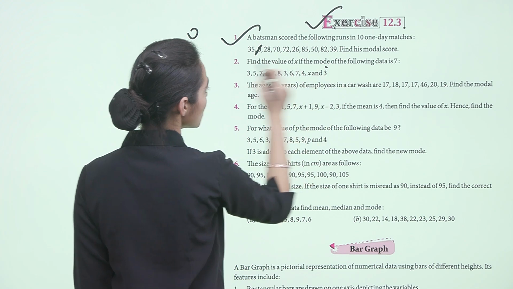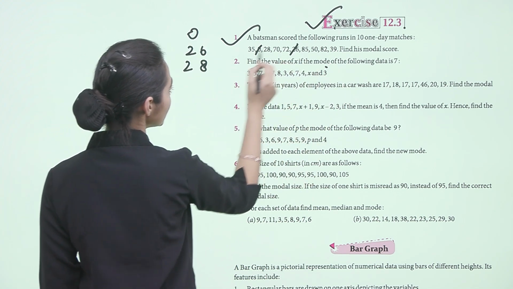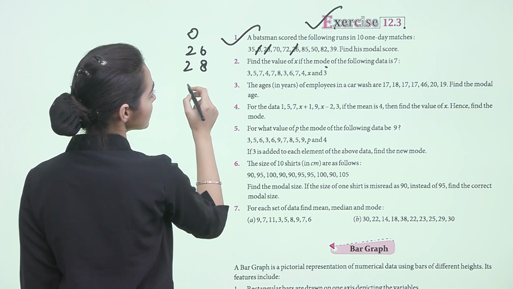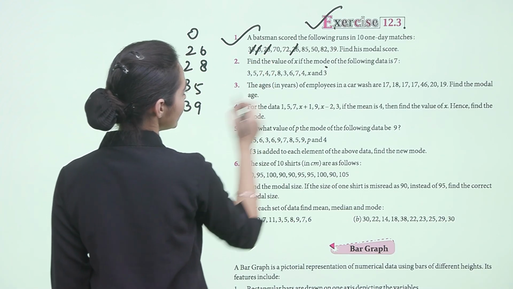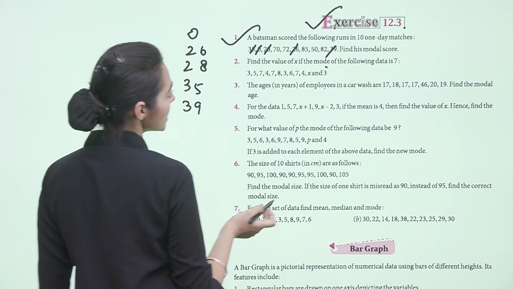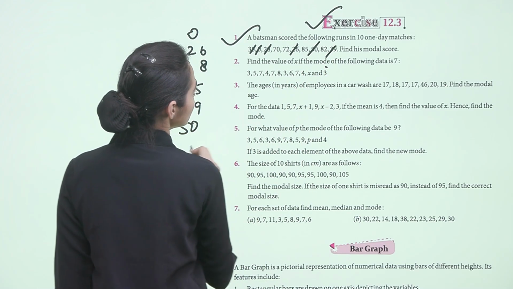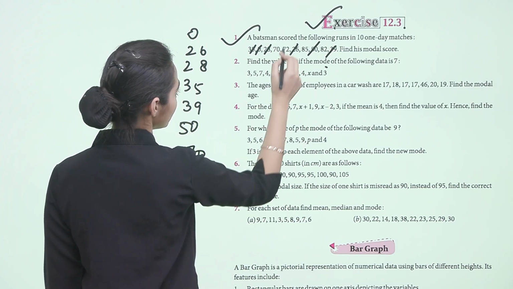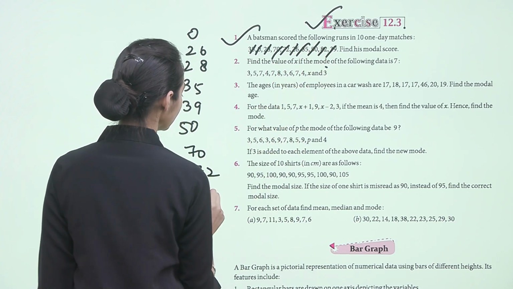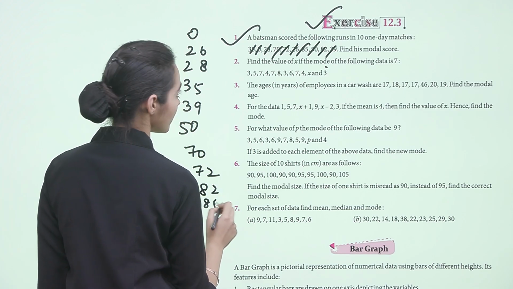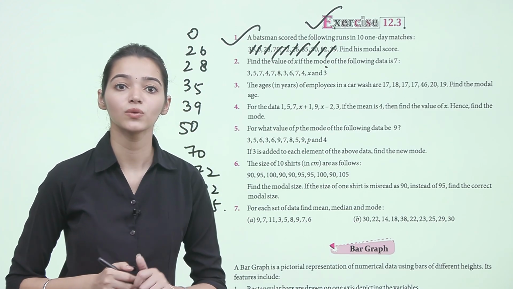After that, it is 26, then 28, then our next number is 35, then 39. After that, we have 50, then 70, then 72. After that, 82 and 85. So these are the scores of a person in one-day matches.